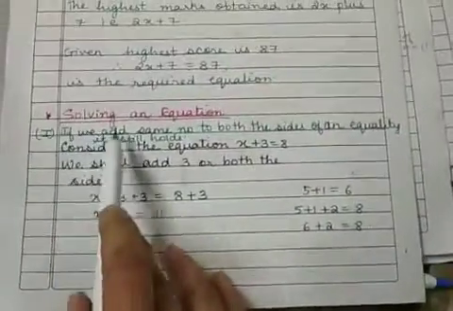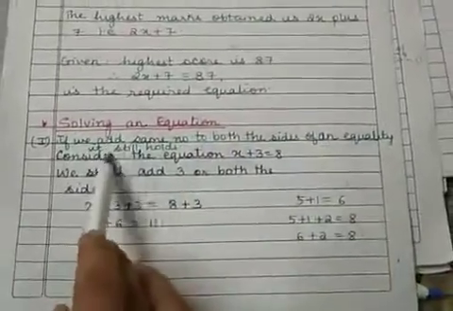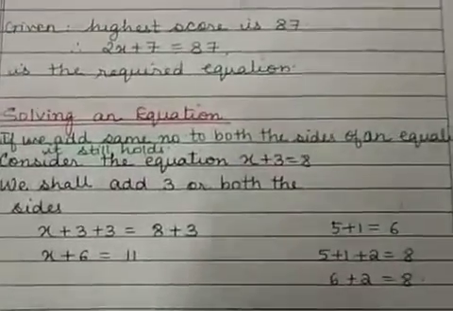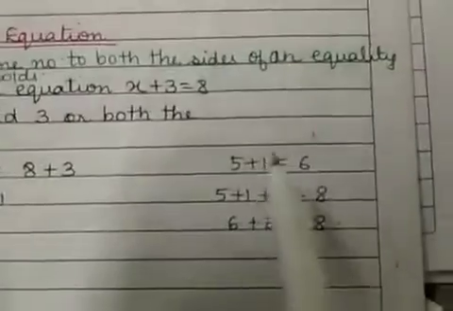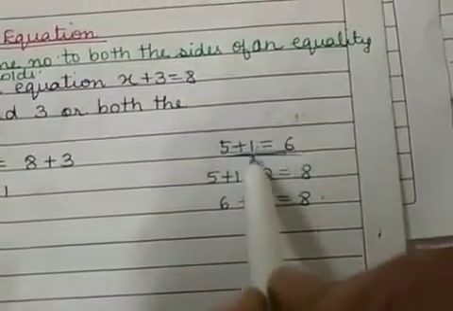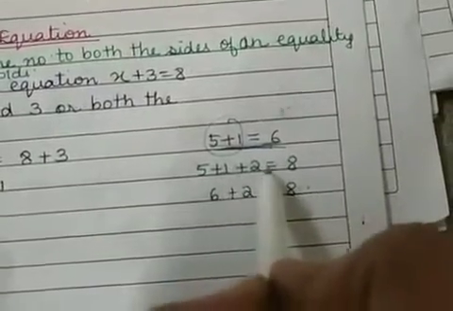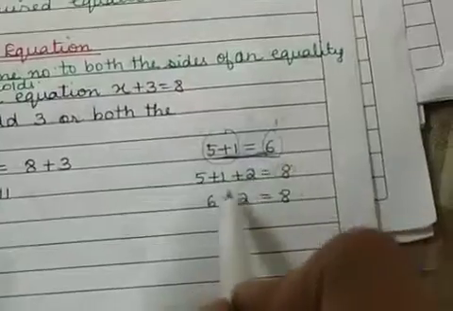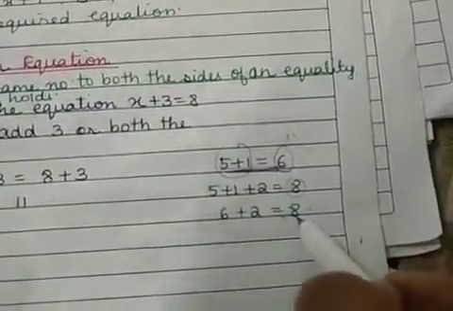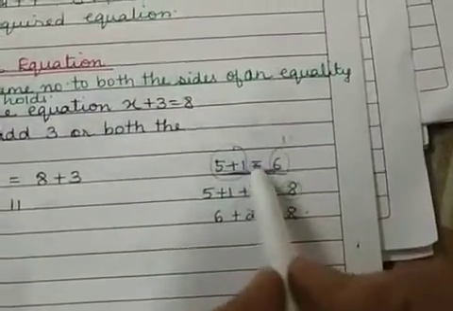It says if we add same number to both the sides of an equality, then the equation still remains the same and it is in balance and it does not change. What does it mean? You know 5 plus 1 is equal to 6. If I add plus 2 to this left hand side, I get 5 plus 1 plus 2 which is 8. And right hand side is 6 plus 2 which is 8. So you see both the sides I get the same thing. So if I add the same number to both the sides of the equation, still they are equal.